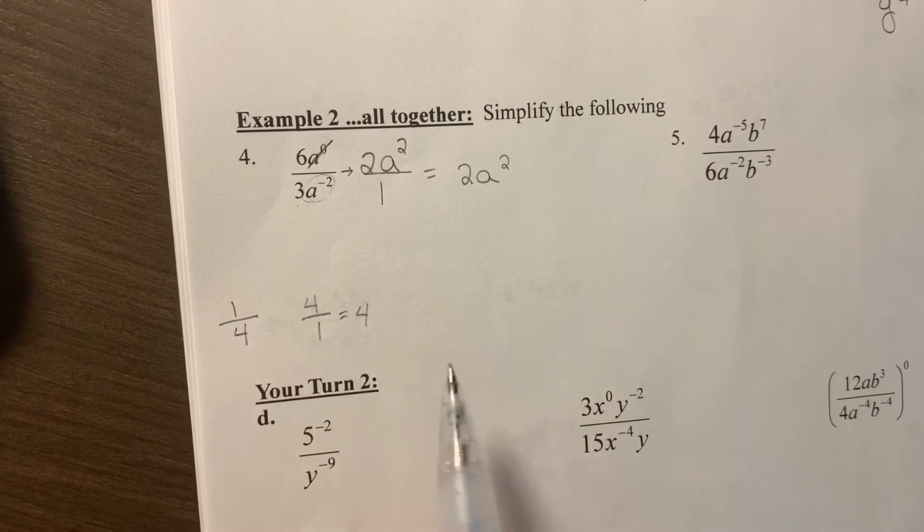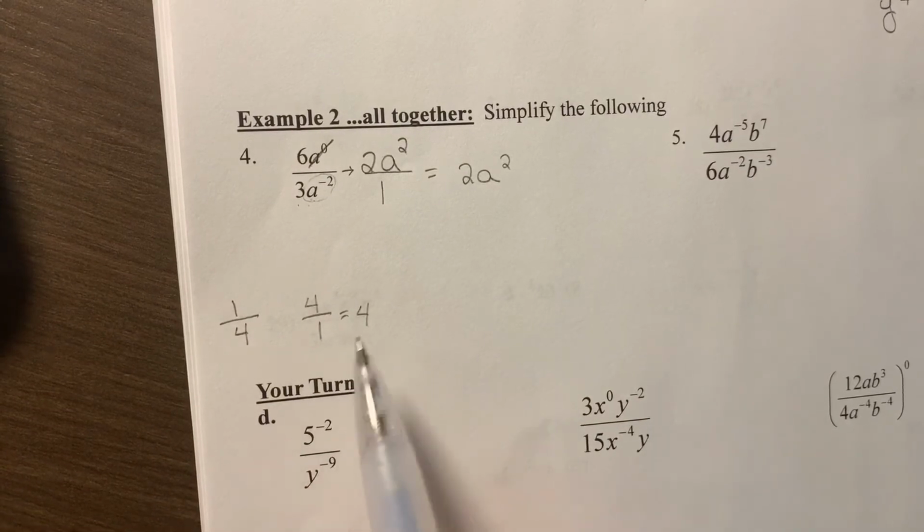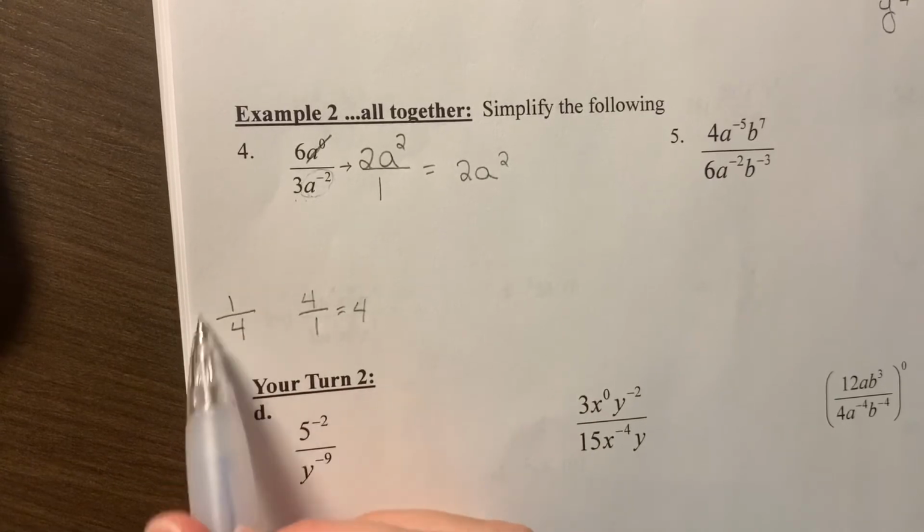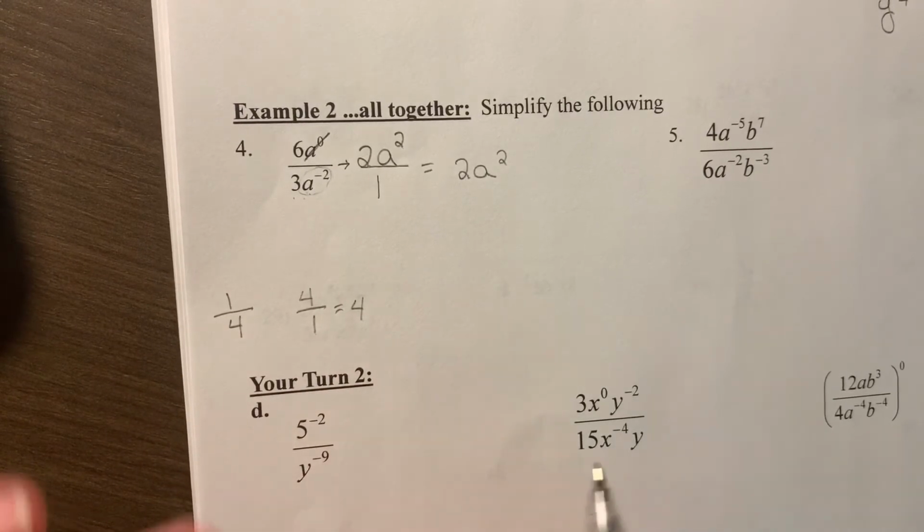If you're not sure, punch it in the calculator. If you punch it in and you get a whole number, then you're good. If you punch it in and you get a decimal, you have to leave the 1/4.